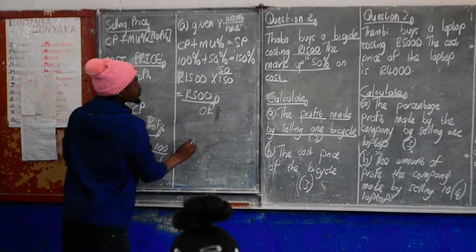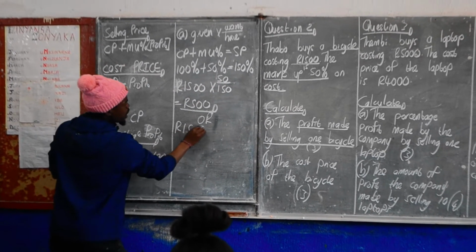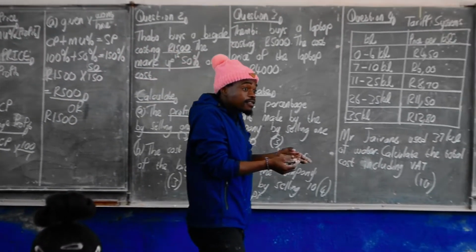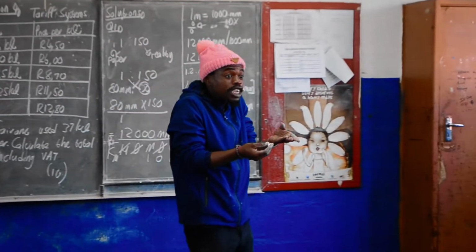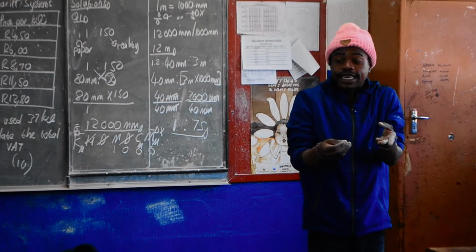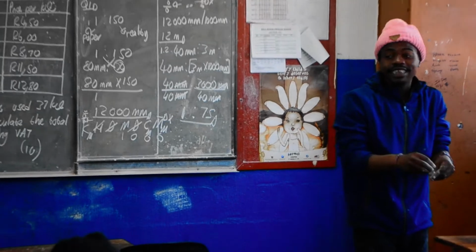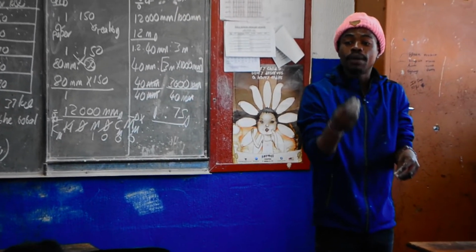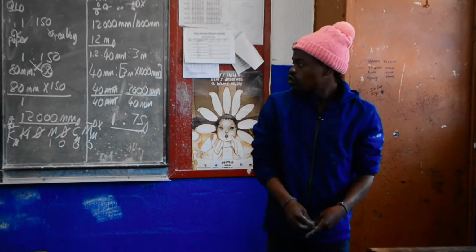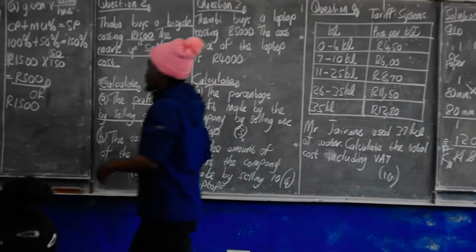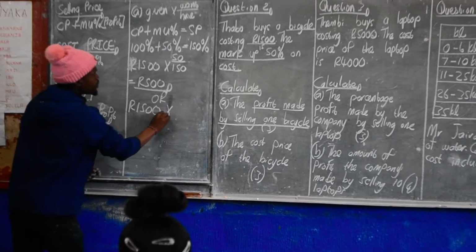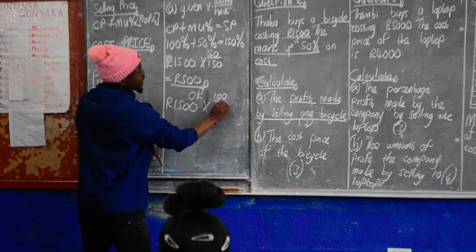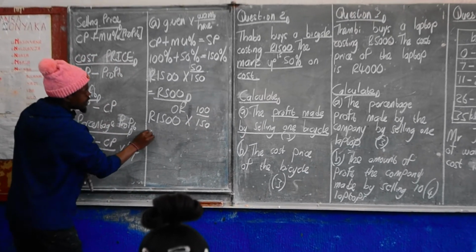Or what can I say? How much is the price? 1,500. Remember now, the business sells the bicycle for 1,500. What does it mean? It means that is the selling price of the bicycle. Are we here? So now, I'll say 1.5 multiplied by, what am I looking for, the cost price, right? Multiplied by 100 over 150.